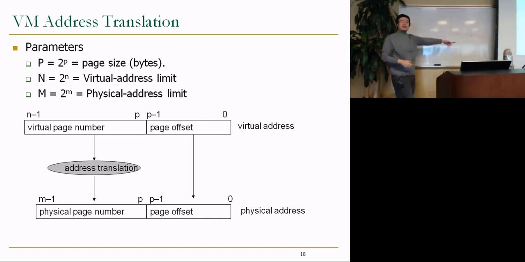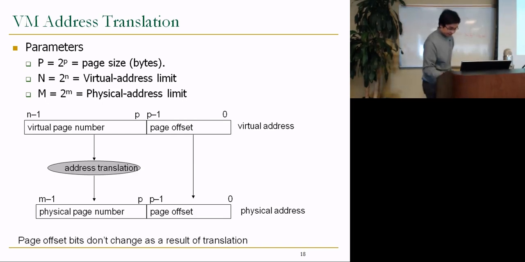And once you have the physical address, you know where exactly in the memory you have to grab the data from. And note that the page offset bits are the same from the virtual address to the physical address. And the MMU, which handles address translation, handles how you transform the virtual page number into the physical page number.